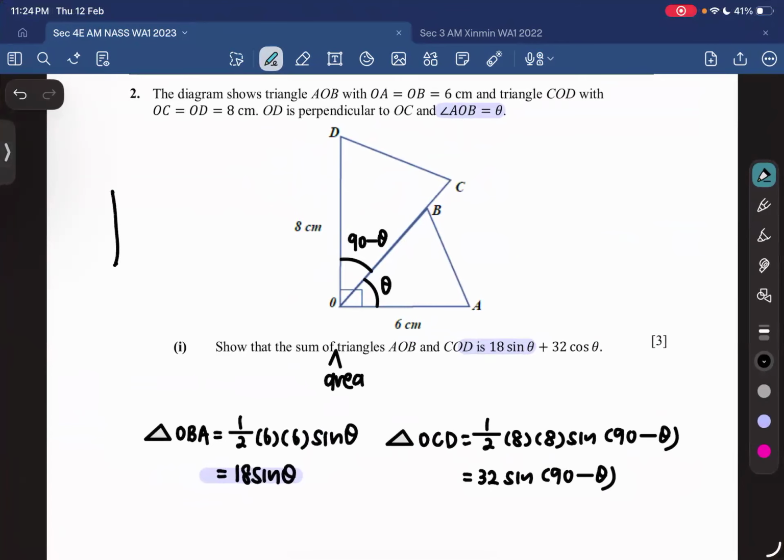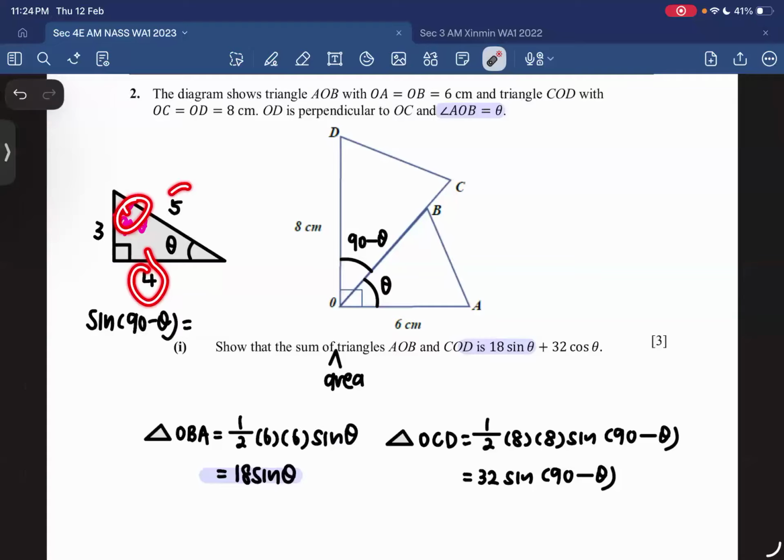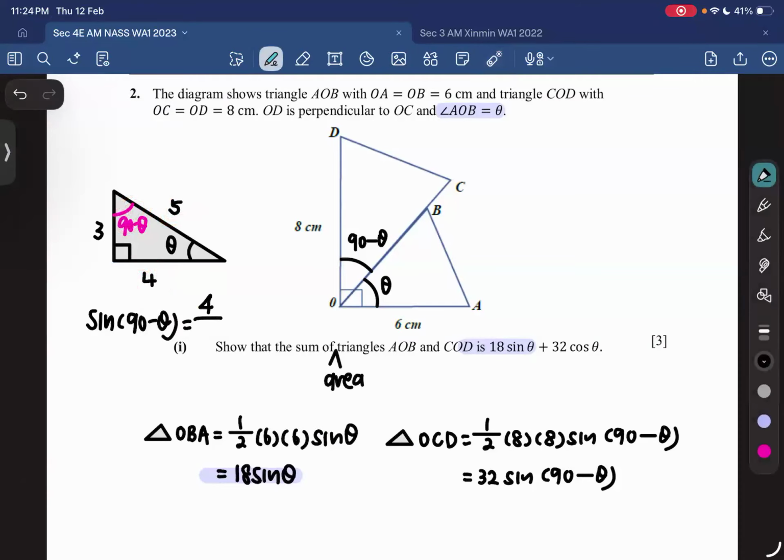Okay, see this right angle triangle. Let's say I give you a random number for theta. This is 3, 4, and 5. And then automatically, this one over here will be 90 minus theta. Correct? Okay, so now we have sine 90 minus theta. So sine of this angle is opposite over hypotenuse, which is 4 over 5, right?